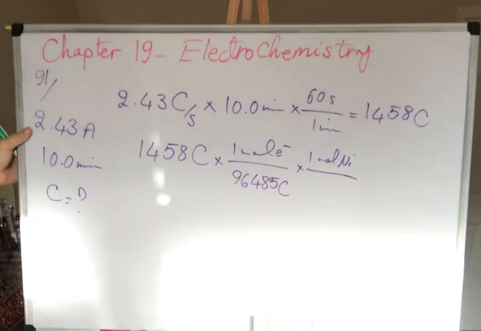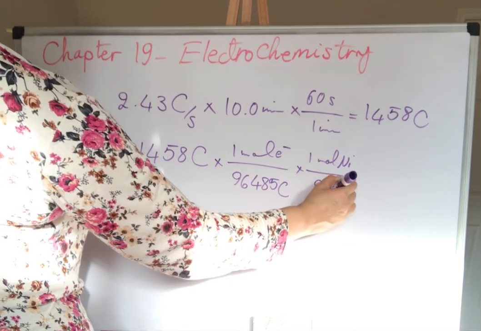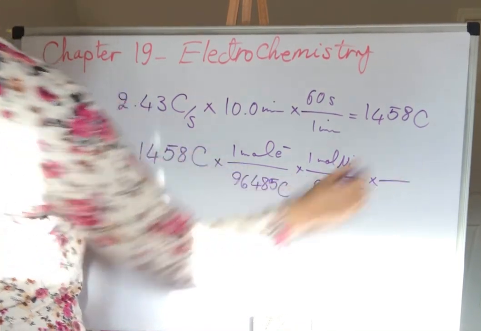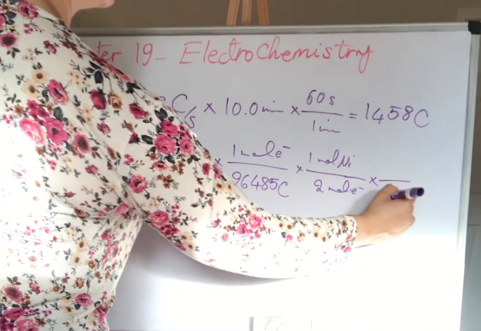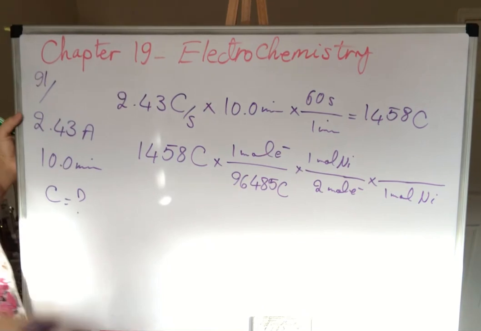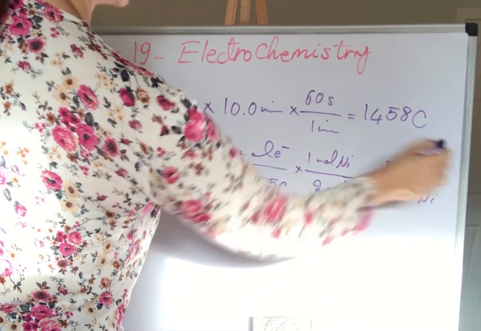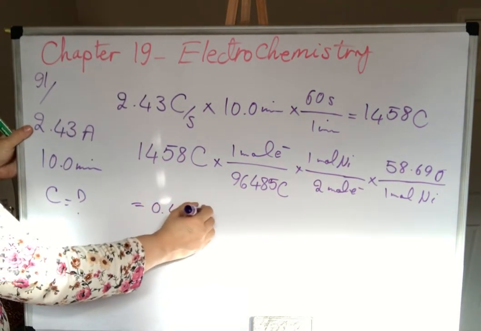Did it say anything about nickel too? No, but nickel transfers 2 moles of electrons. Then the half reaction according to that half reaction. And we know that 1 mole of nickel weighs 58.69 grams. So it's going to produce 0.443 grams of nickel.